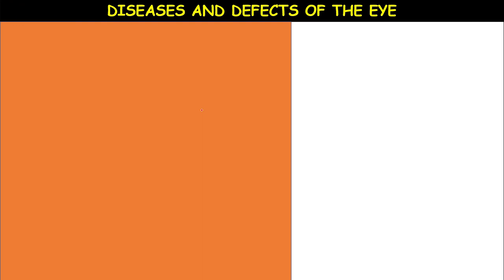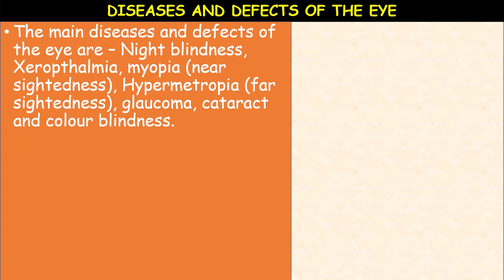So, now let us come to the diseases and the defects of the eye. Very important, because the eye is the most important and very sensitive sense organ. The main diseases and defects of the eye are night blindness. What is night blindness? Unable to recognize the objects in the dim light. Unable to see the objects properly in the dim light or after sunset is called night blindness.